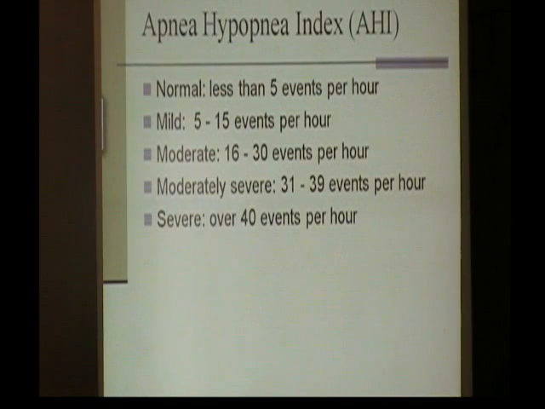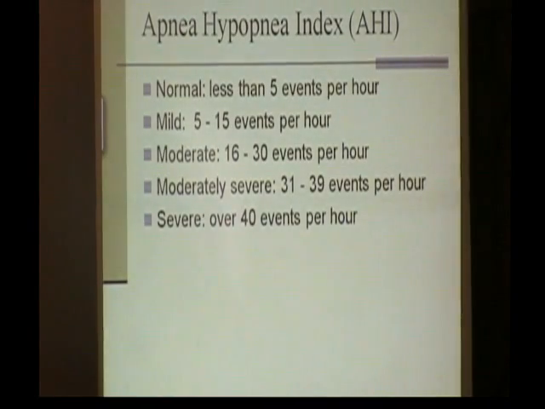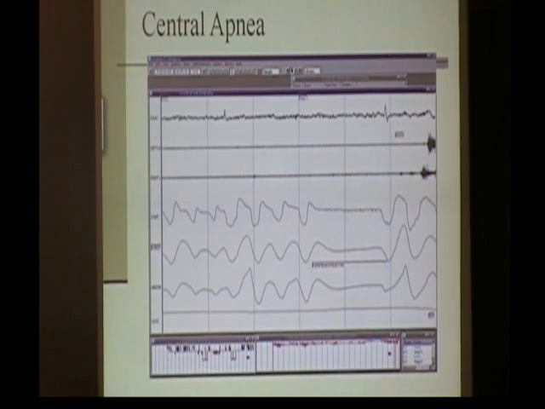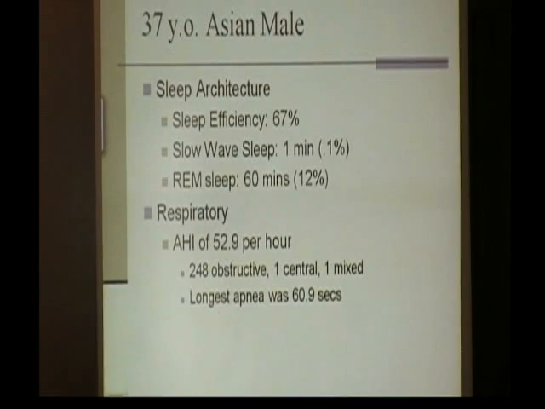So apnea hypopnea index is basically what we say. If it's 5 to 15, it's mild. More than 15, it's moderate. If it's more than 40, it's severe. Central is like this. There's no effort at all. The patient doesn't breathe. Okay?